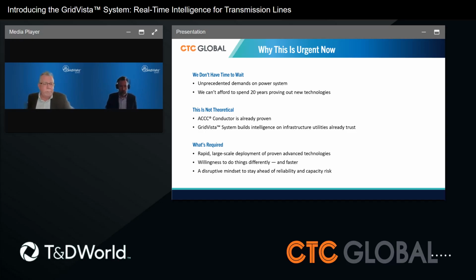So what's required going forward? We need rapid, large-scale deployment of proven technologies, in my opinion, and willingness to provide some leadership and do some things differently. We need people to be maybe a little disruptive to what's been done in the past. I know that's a challenge when we have NERC compliance and this culture of compliance in the industry that's really conservative, but we need to find applications where this makes sense.